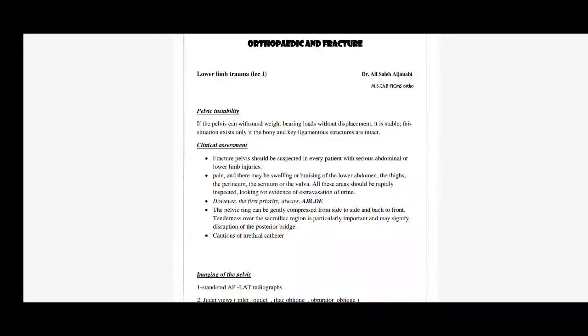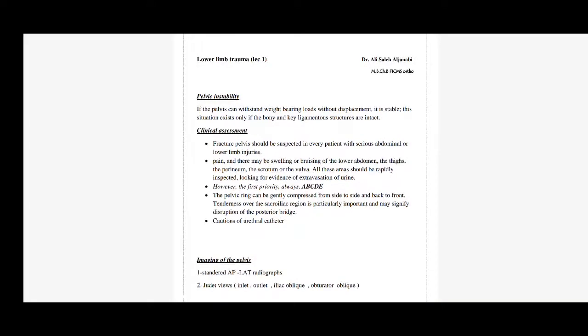We go for a short note about the biomechanics of the pelvis regarding the pelvic instability. As we know, if the pelvis can withstand the weight-bearing loads without displacement, it means that it is a stable pelvis. However, this is a theoretical definition, and this situation can exist only if the bony and key ligament structures are intact. What about the clinical assessment of the patient with pelvic injury?